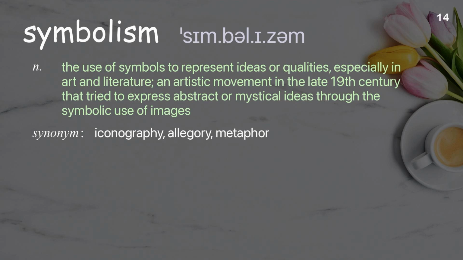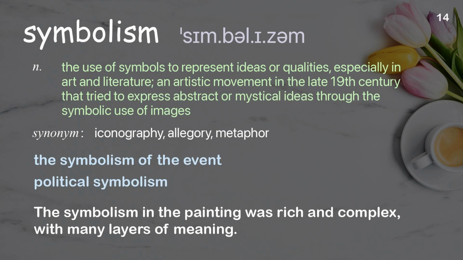Symbolism. The use of symbols to represent ideas or qualities, especially in art and literature, an artistic movement in the late 19th century that tried to express abstract or mystical ideas through the symbolic use of images. Examples: The symbolism of the event. Political symbolism. The symbolism in the painting was rich and complex, with many layers of meaning.